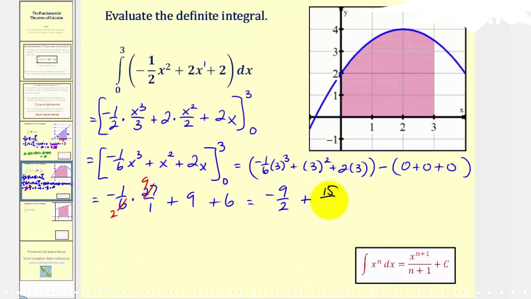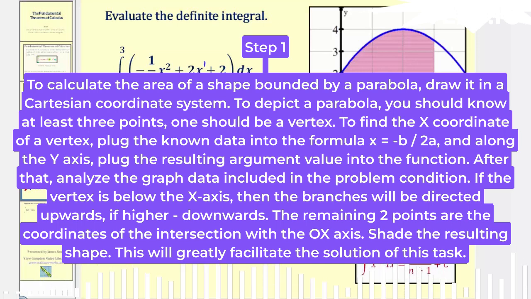Instructions. Step 1. To calculate the area of a shape bounded by a parabola, draw it in a Cartesian coordinate system. To depict a parabola, you should know at least 3 points. One should be a vertex. To find the x-coordinate of a vertex, plug the known data into the formula x equals -b/2a, and along the y-axis, plug the resulting argument value into the function.